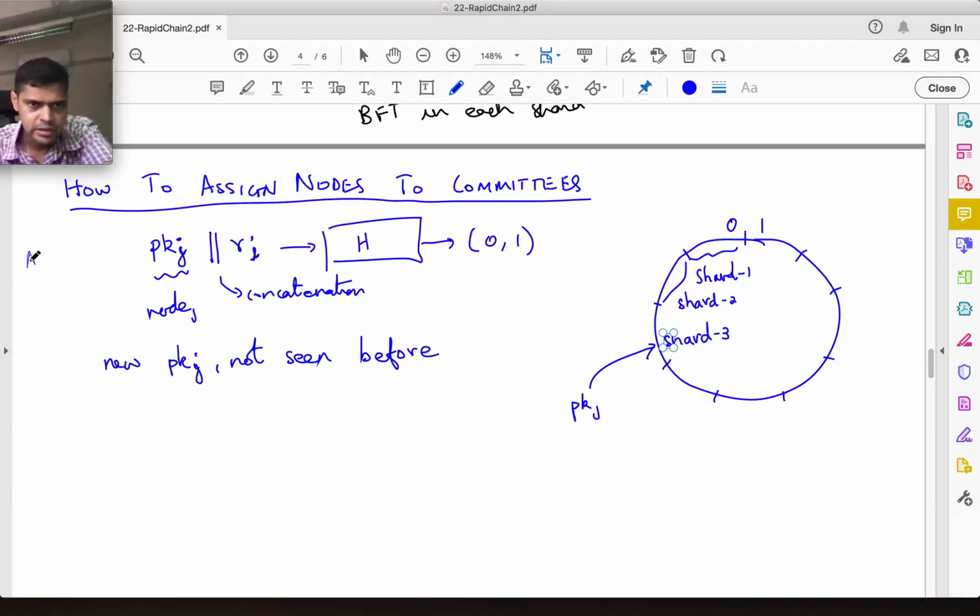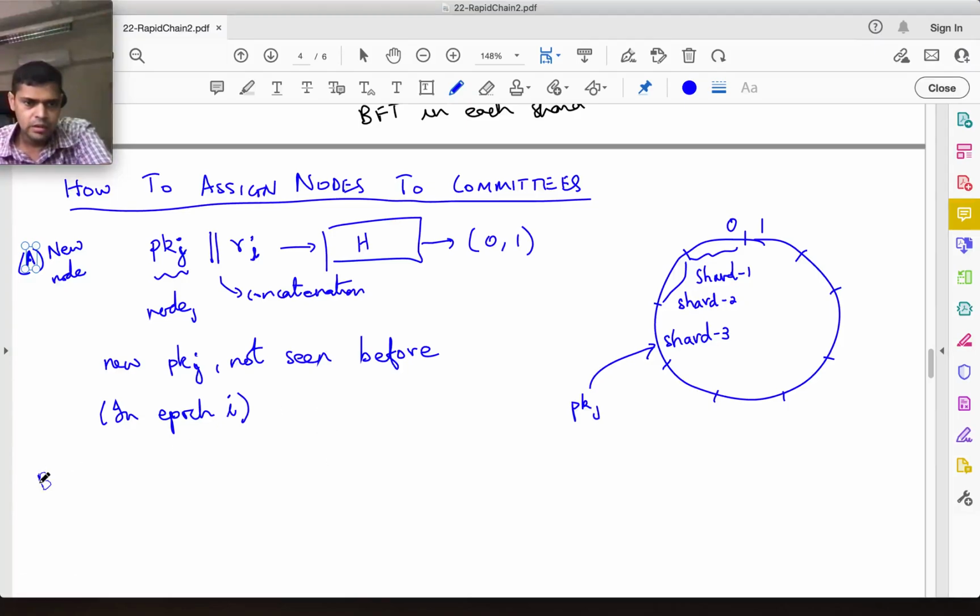Let's just write this down. This is for a new node, and here by new it doesn't mean a new person, it's just a new public key which was used. Of course an adversary or somebody else, even an honest node, can try to change its public key. It might solve the puzzle the next time in the next epoch with a new public key. So if it's a new public key, then this is the procedure, and this is what we do in epoch I.